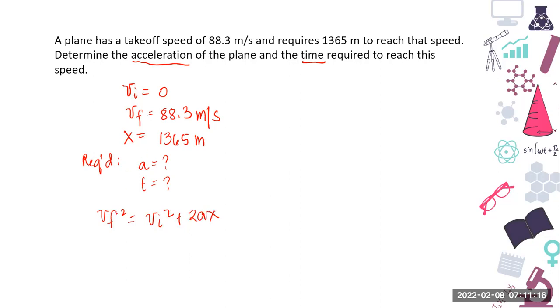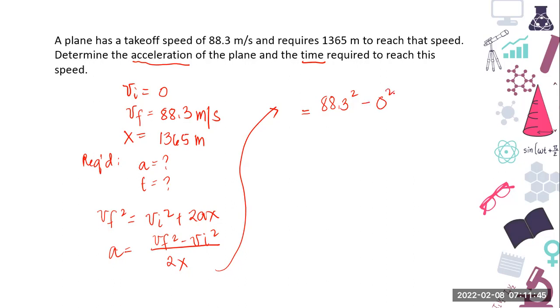Why is that? We have a given final velocity. We have a given initial velocity. We're looking for a. We already have a given distance, so we can just get a by using, of course, that formula, rearranging it all over 2x. So let's continue that here. We substitute the values. That's 88.3 squared minus, of course, 0 squared all over 2 times 1365. And of course, just compute that.